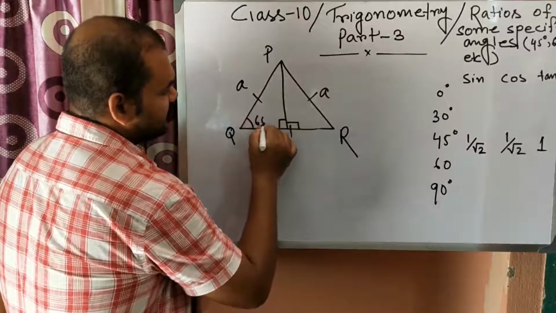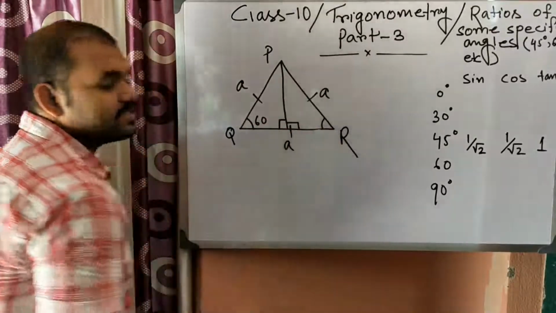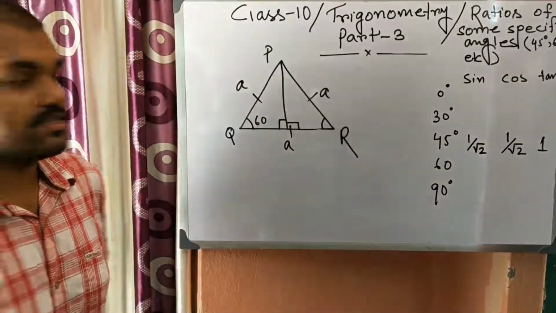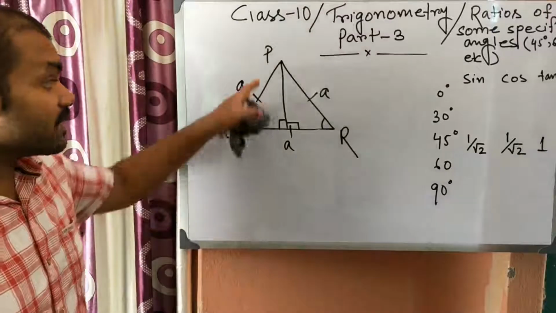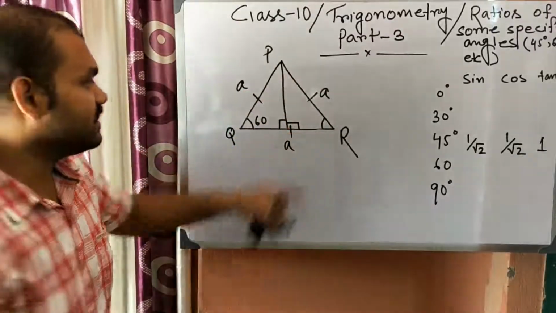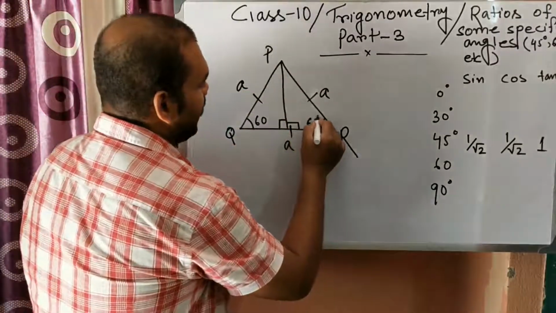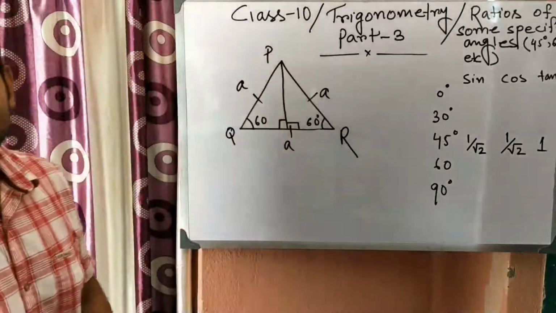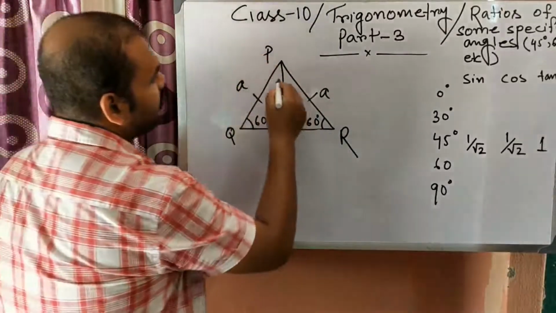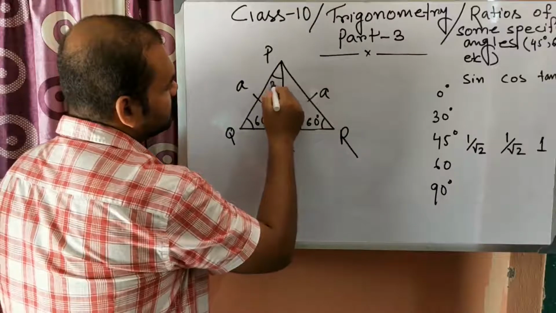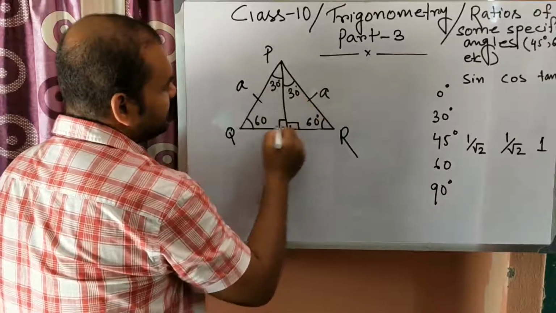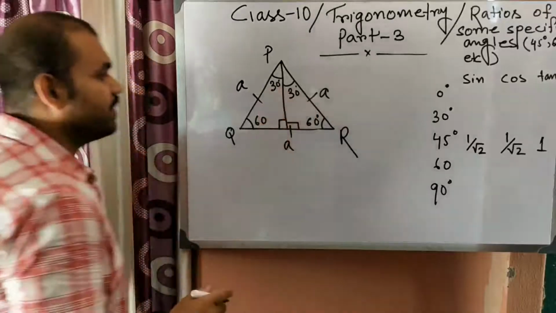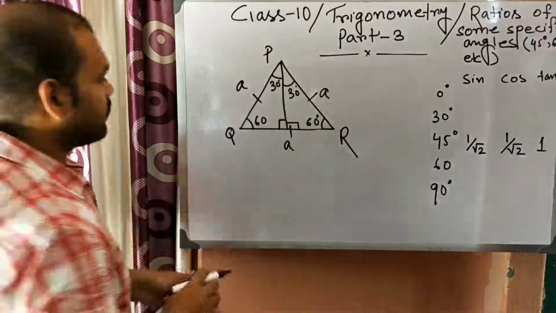This one is 60 degrees because PQR is a what type of triangle? Equilateral triangle. So this one is 60, this one is 60 and angle P is also 60. Now as we draw the perpendicular, it will bisect. So this will be 30 degrees and this will also be 30 degrees. 90, 60 and 30.